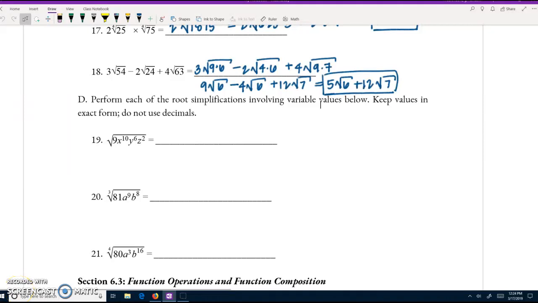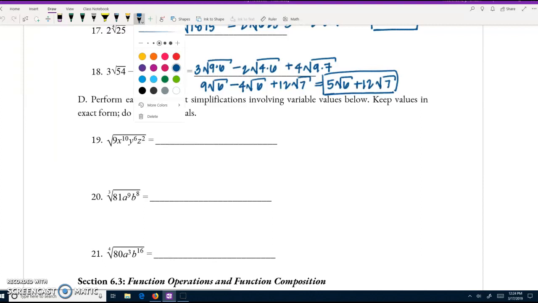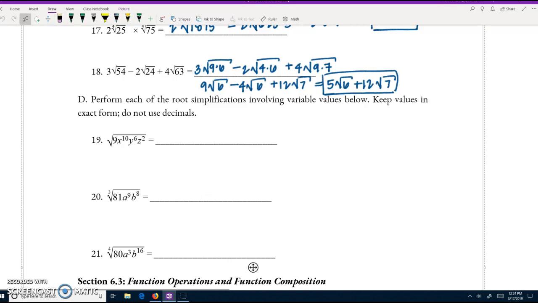All right, now the last section of our root simplification in 6.3 involves roots that have a little bit more going on. And these ones, again, we can combine with addition and subtraction too, beyond just simplification. So for number 19, when we are taking a square root, first you want to look at the constant.